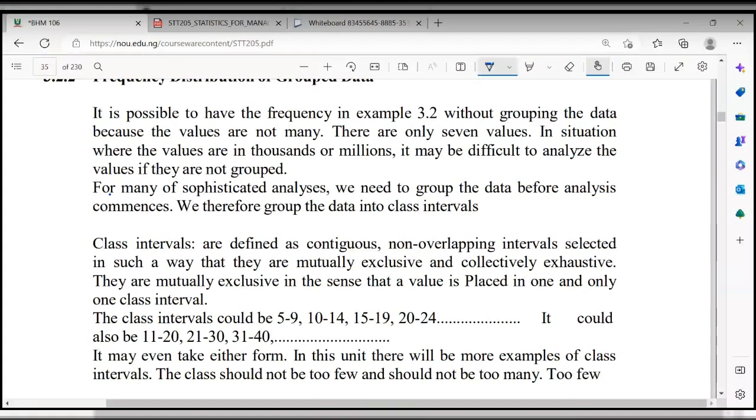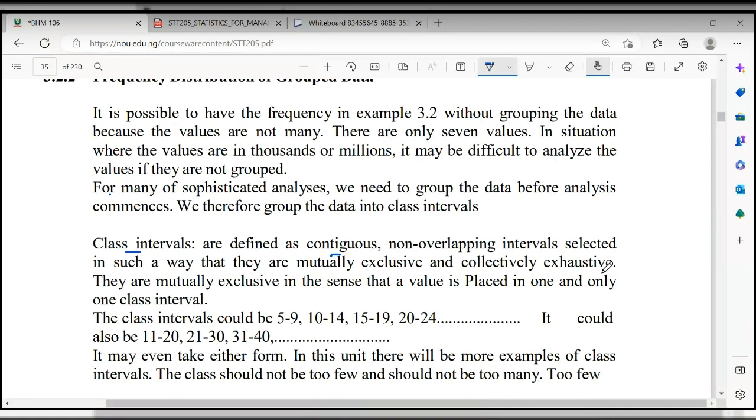Then let's see class intervals. They say that class intervals are defined as contiguous non-overlapping intervals. Non-overlapping means that you are never in any confusion over members of each interval, because no individual will be in 2 intervals. The intervals are selected in such a way that they are mutually exclusive and collectively exhaustive. So they are what? Mutually exclusive.